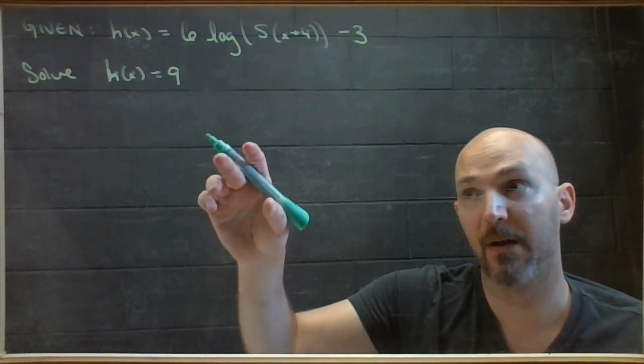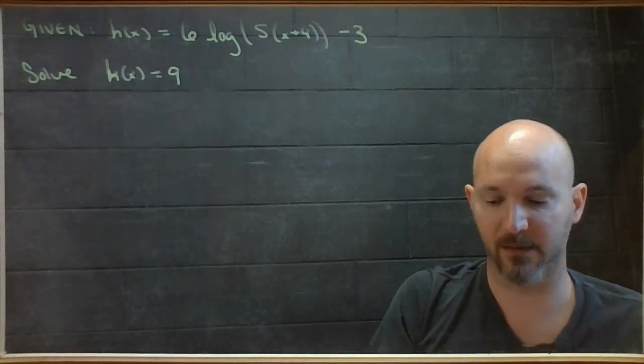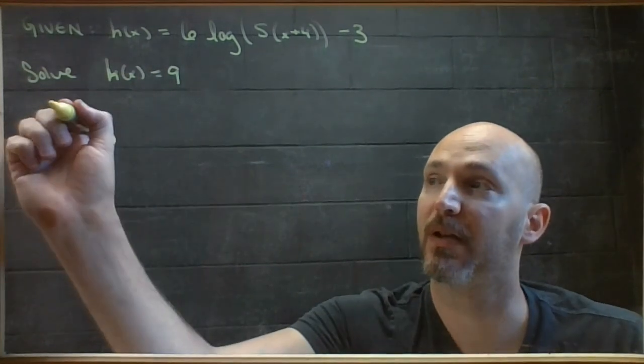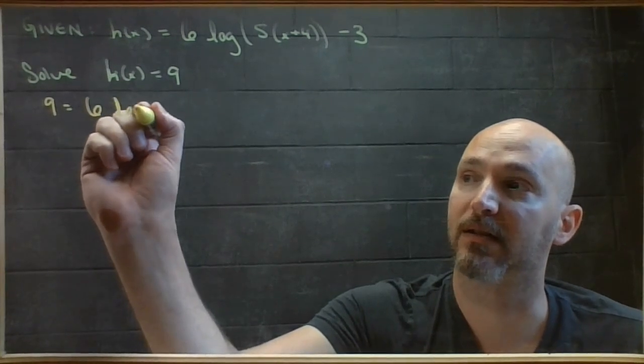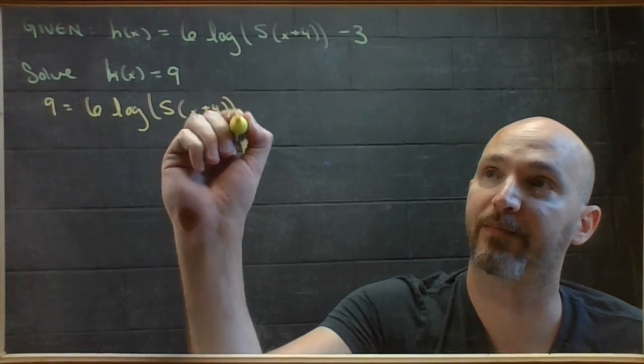So I've got my y value. I just need to park it in there. Switch colors because we have been working in all yellow so far. So 9 is 6 log of 5x plus 4 minus 3.